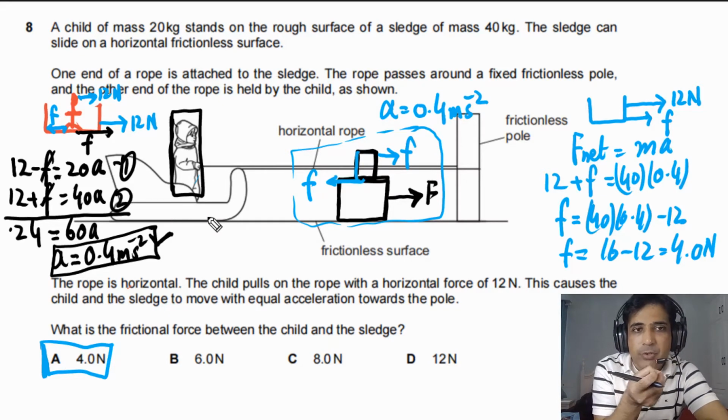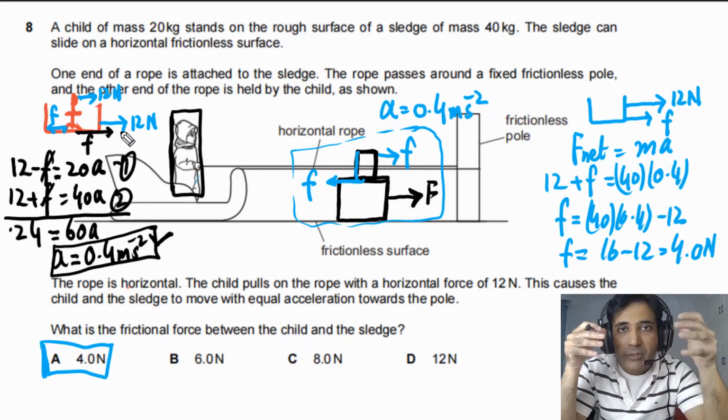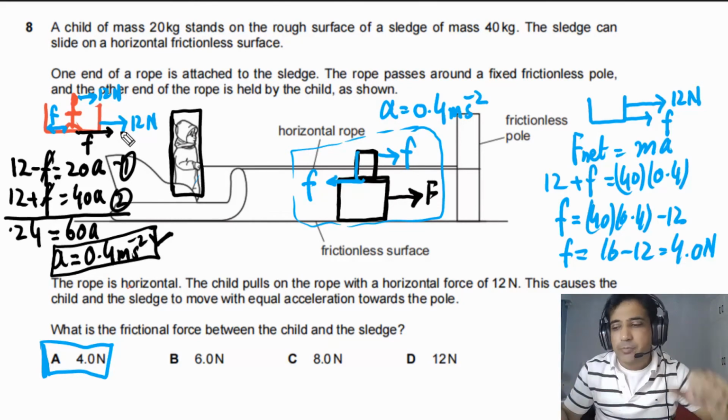The sledge has a tendency to go to the left, so the force of friction on the sledge is to the right. This is the main concept you need to understand to approach this type of problem. It is a very nice question to understand how forces and friction act on two different objects.